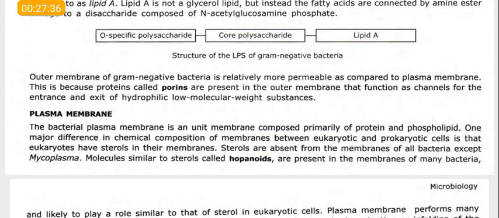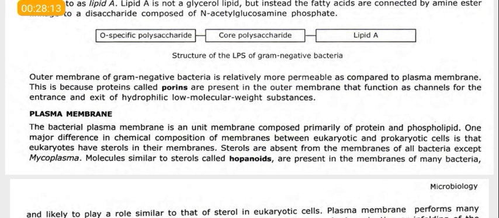The outer membrane of gram-negative bacteria is relatively more permeable as compared to the plasma membrane. This is because proteins called porins are present in the outer membrane that function as channels for the entrance and exit of hydrophilic low molecular weight substances.